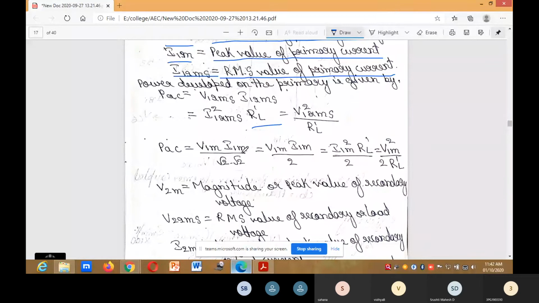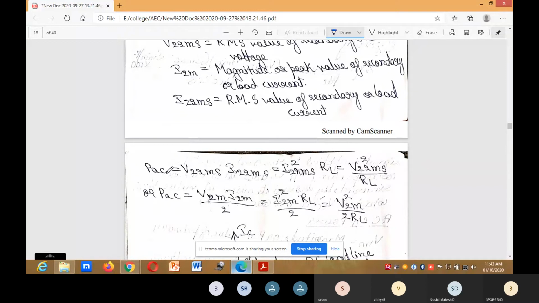V1M into I1M divided by square root of 2 and square root of 2. V1 RMS is nothing but V1M divided by square root of 2, and I1 RMS is equal to I1M divided by square root of 2. Square root of 2 and square root of 2 give the value 2. So V1M and I1M divided by 2 is equal to I1M squared into RL dash divided by 2, which is equal to V1M squared divided by 2 RL dash.